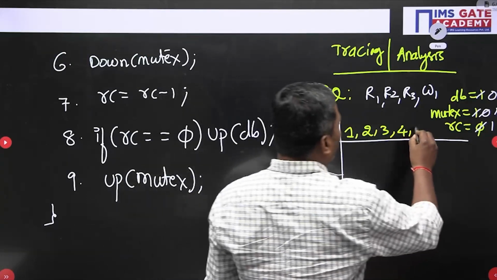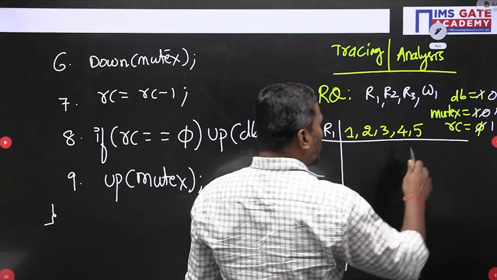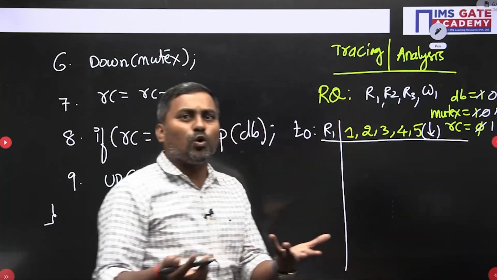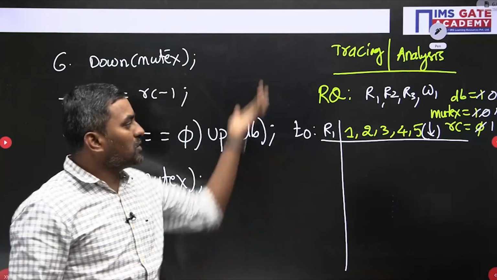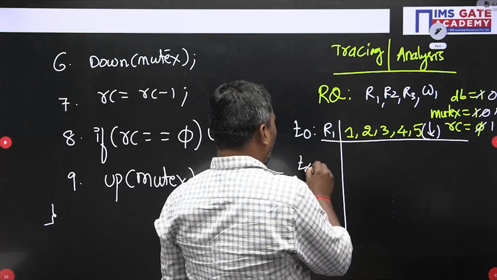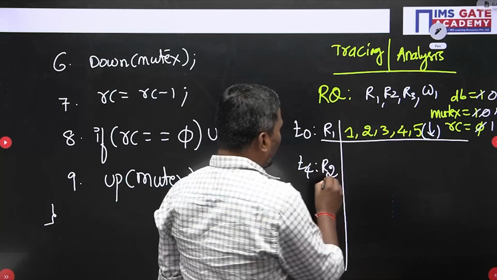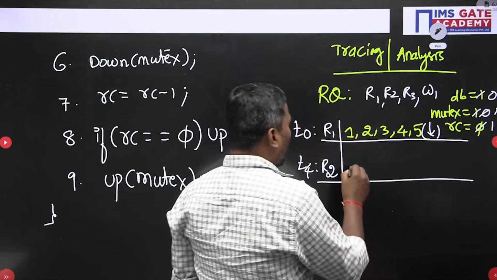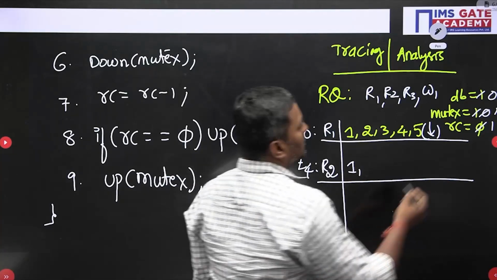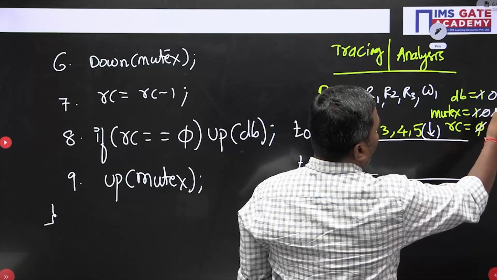The fifth statement is what? Reading the database. During this reading of the database, suppose preemption occurs. I am taking a single core processor; in a multi-core processor other processes may also be scheduled, but we are taking the single core scenario. Suppose R2 is scheduled. R2 will run from the first statement. What is first? Down on mutex.